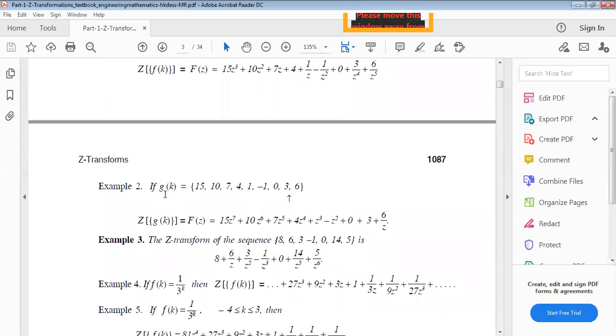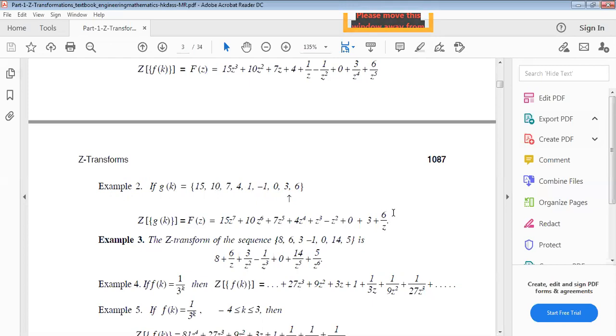Similarly, for example 2, if the sequence equals this, then we will start from this 0, 1, 2, 3, 4, 5, 6, 7. This way this will be 15 into z to the power 7, 10 into z to the power 6, 7 into z to the power 5, 4 into z to the power 4, 1 into z to the power 3, but minus 1 into z to the power 2, 0 into z to the power 1, 3 into z to the power 0, right? 3 into z to the power 0 and 6 into z to the power minus 1. This is 6 by z.